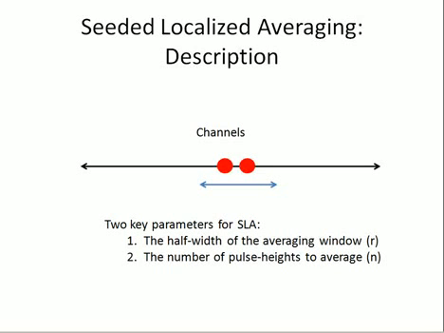And so there are two key parameters to defining the SLA process. The first is the half width of the averaging window. That's basically how big this blue line is. And the second is the number of pulse heights to average before we output something. So in this particular example, we've chosen to average just 2 pulse heights. And so after we get the second one, we're just going to output the center of the averaging window as a reading from the detector.